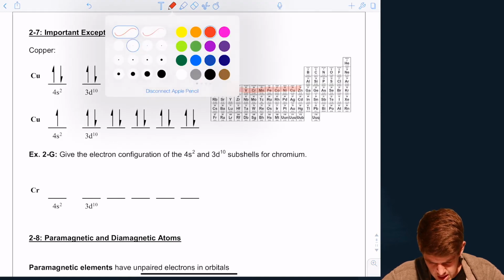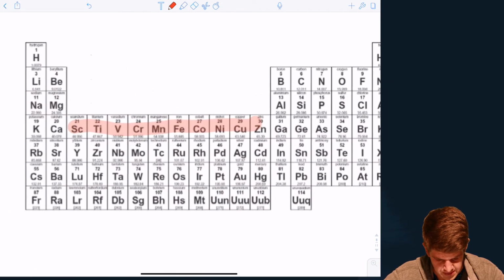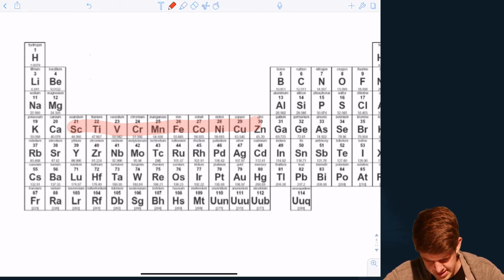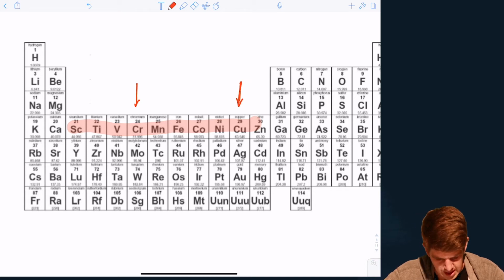So what can happen is if I'm one electron away from having a filled 3d block, or one electron away from having a half-filled 3d block, I'm actually going to take an electron from the 4s block and bring it over to the 3d to make it half-filled or filled. And so there's only two elements that we need to talk about, and that is copper and chromium. So why these two elements?